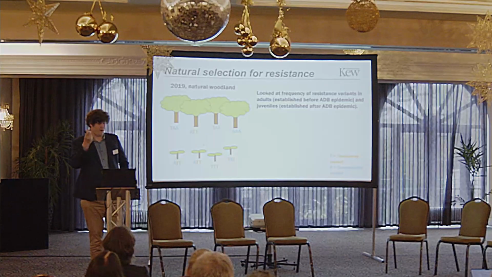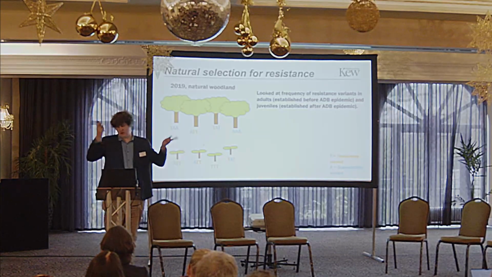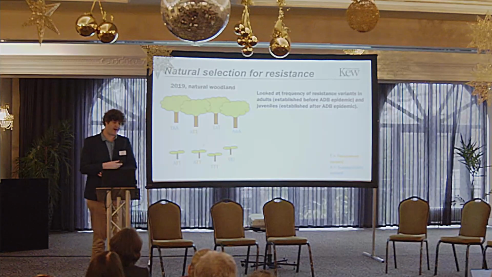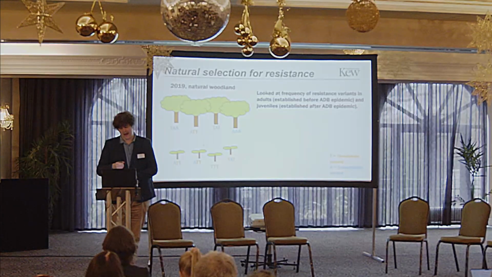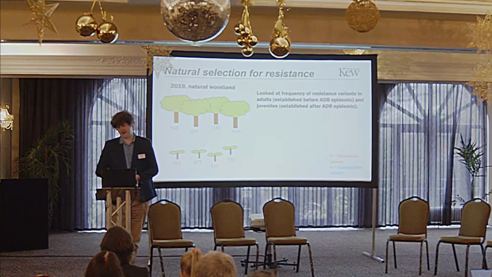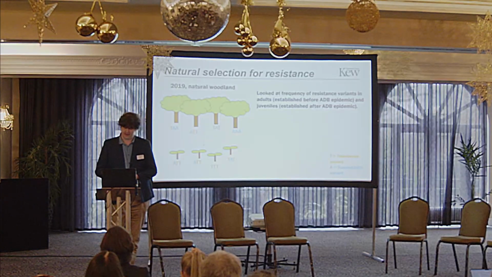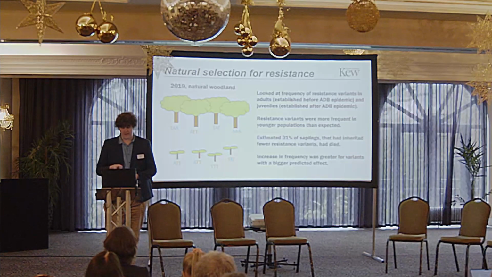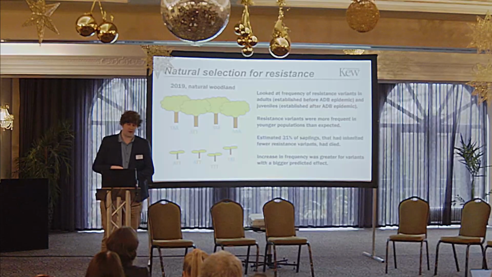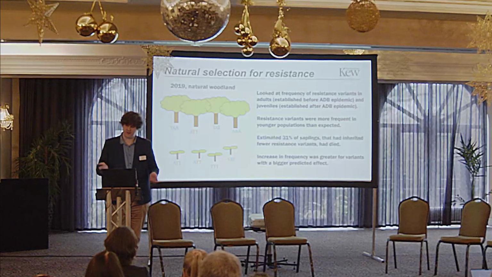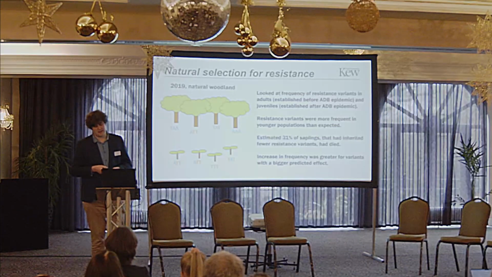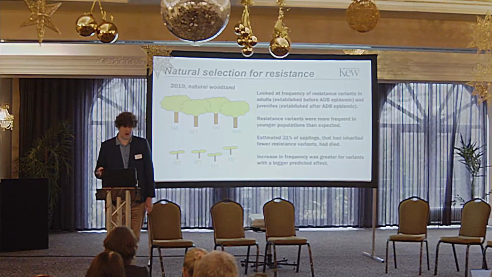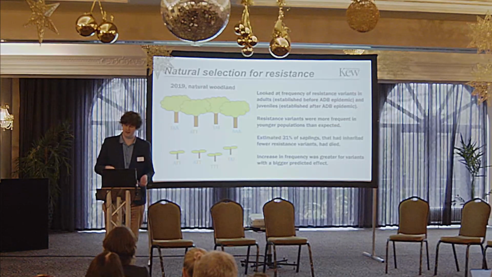And then we went out, well, I wasn't involved in this study, but we, Kew, as an organisation, went out into a natural woodland in 2019, and did a lot of sequencing of both adult trees that were established pre-pandemic and the offspring of them that were established post-pandemic. And we're looking for shifts in frequency in these resistance variants that were identified in the previous study. And what was found there is that these resistant variants were more frequent in the younger populations than would have been expected if there was no natural selection happening. And they estimated that something like 30% of the saplings that will have inherited the fewest resistance variants will have died, leaving the rest of them being more resistant than the ones before.